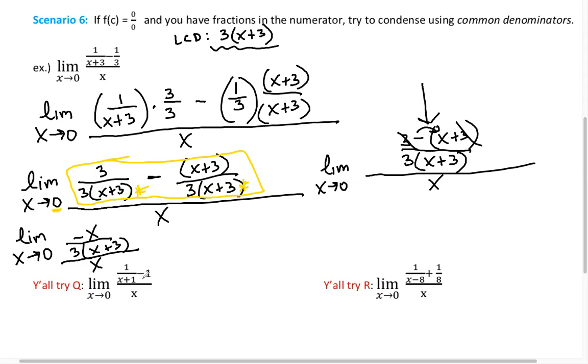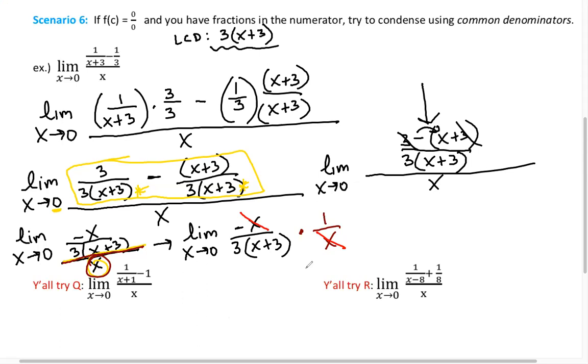Now, at this stage, let's get rid of this fraction inside of a fraction thing. So let me do a rewrite. We've got the limit as x approaches 0 of, well, our fraction is negative x over 3 times x plus 3. And now what are we dividing by here? We're dividing by this x. But remember, dividing is the same as multiplying by the reciprocal. So instead of dividing by x, I can multiply by 1 over x. I'll say it again. Instead of dividing by x, I can multiply by 1 over x. That's the same operation. So if we do that, what you'll see happens is this x cancels with that x.